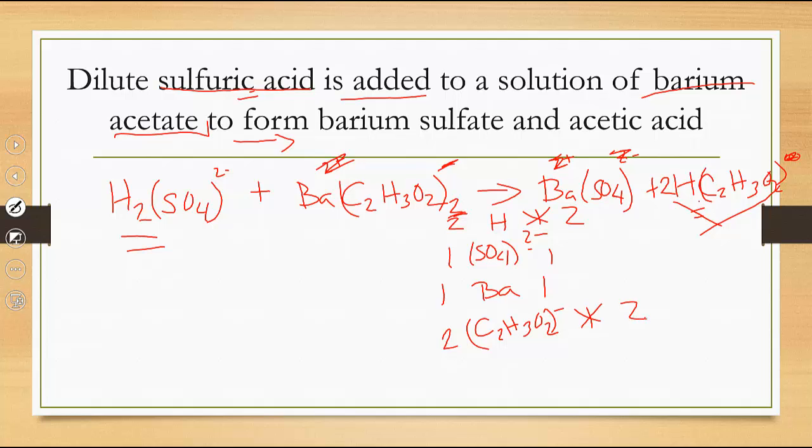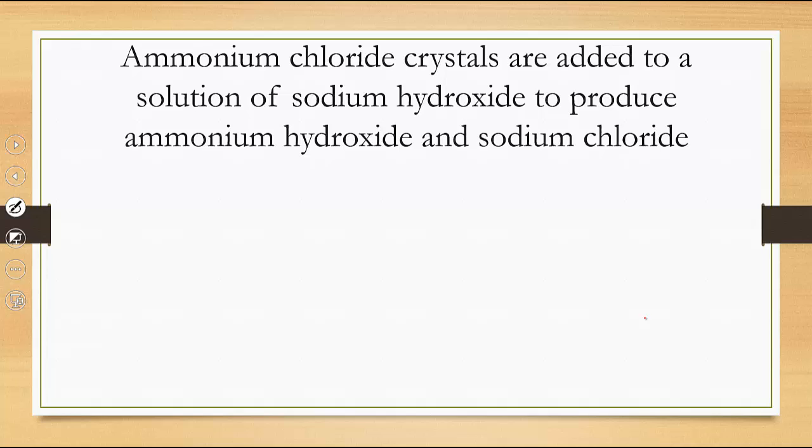Ammonium chloride. Ammonium is NH4. Chlorine is chloride. And NH4 is a +1. That's a polyatomic cation. Chlorine, if I look on the periodic table, it's -1. Crisscross it and it's 1 and 1. You have to do that every single time you do not see prefixes.